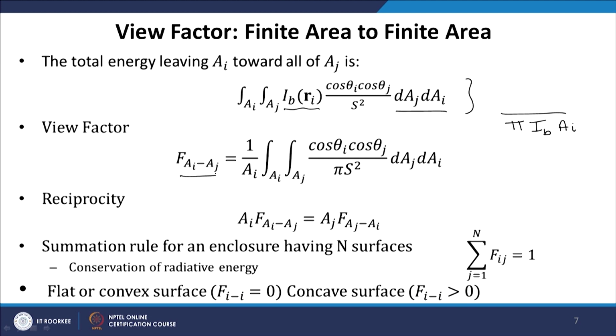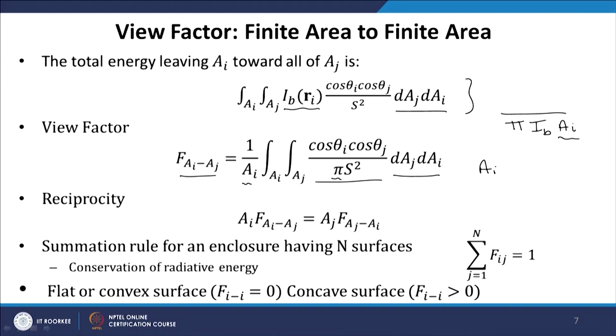Which is equal to, now this Ai will basically come in the denominator, and the pi will come in the denominator of the expression of the energy reaching Aj. So, the view factor F Ai-Aj is equal to 1 upon Ai times the double integration of cos theta i cos theta j upon pi s square dAj dAi. So, this is the view factor between two finite surfaces.